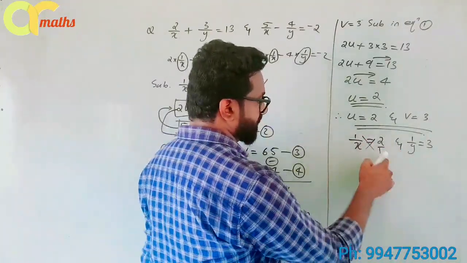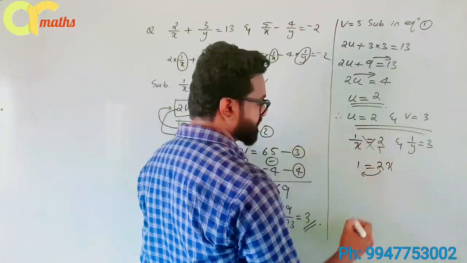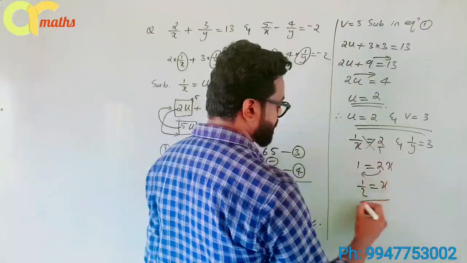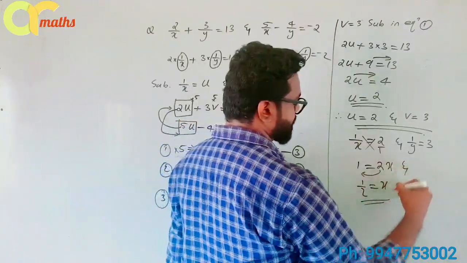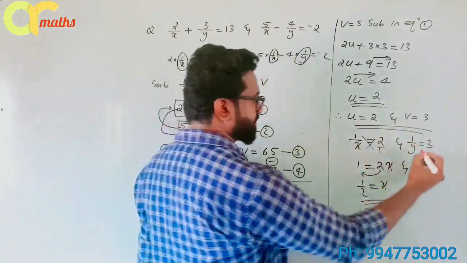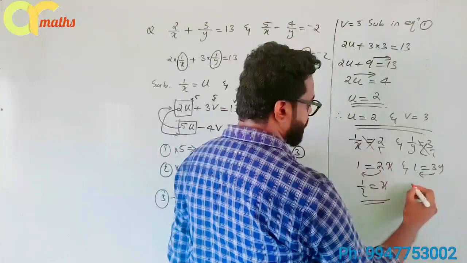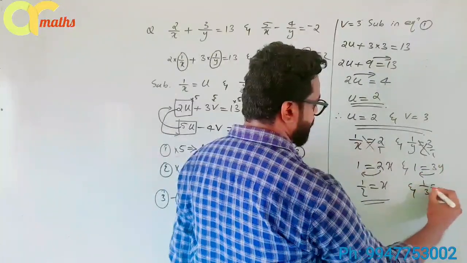By cross multiplication, what is the answer? 1 into 1, 1 equal to x into 2, 2x. What is x? 1 by 2 equal to x. Or take the reciprocal, 1 by y equal to 3, then y equal to 1 by 3, or cross multiply. What is the answer? 1 equal to 3y, then 1 by 3 equal to y.